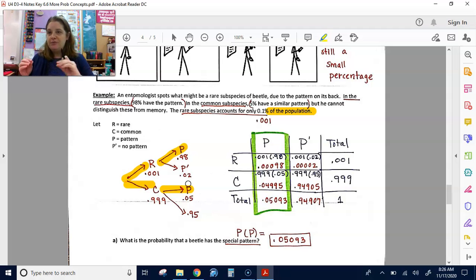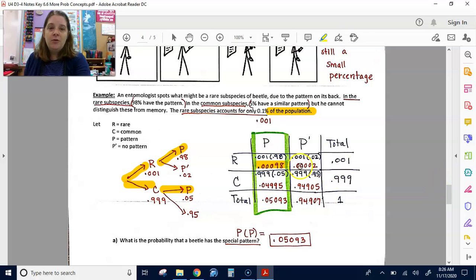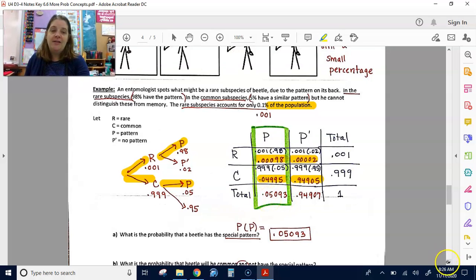So again, just like before, you're going to multiply down the branches of the table to get those probabilities. And do note that they're really small, so be careful with that when you are writing. You probably want to leave a lot of decimal places here just to be safe because the numbers are very, very small. All right, so what is the probability that a beetle has the special pattern? It looks like about 5% of beetles have that special pattern. I can read that off of my table.